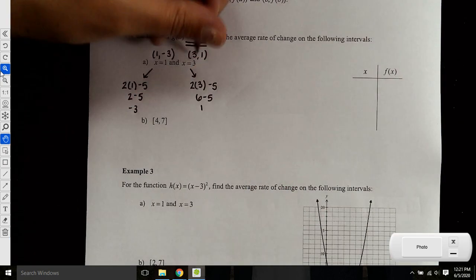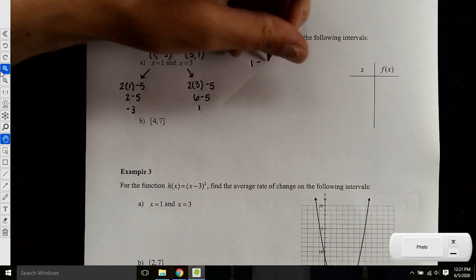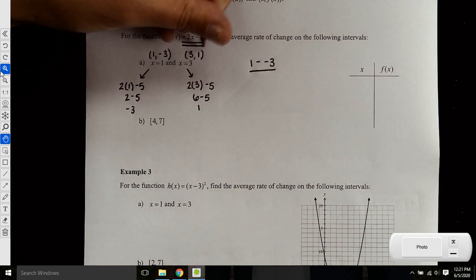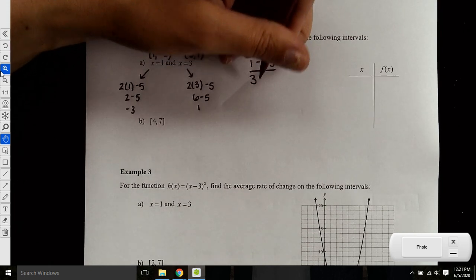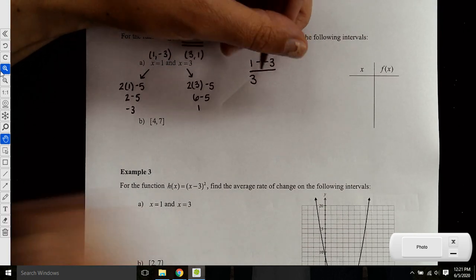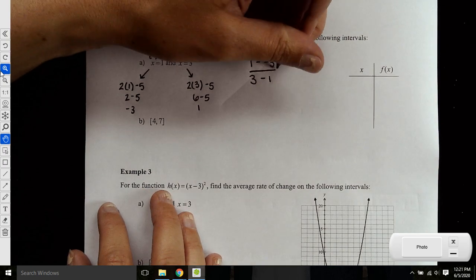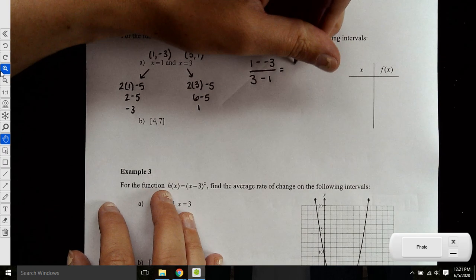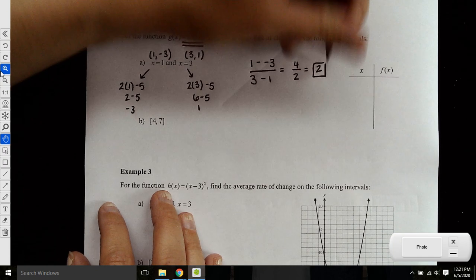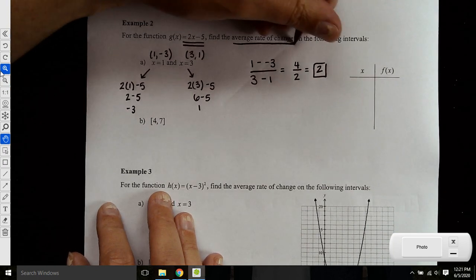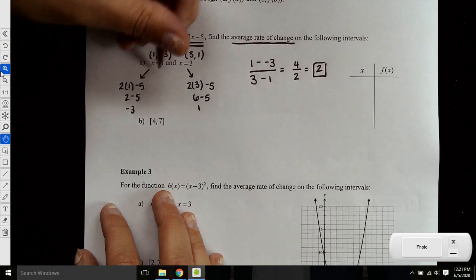So I'm going to do 1 minus negative 3 over 3 minus 1. Remember, order is important, that you stay with the same order. Whatever you do on the top, you do the same order on the bottom. So that's going to be 4 over 2, which is 2. So that is my average rate of change on the interval from 1 to 3.